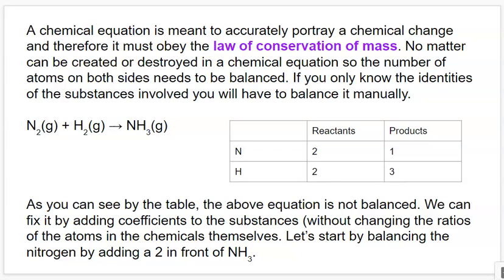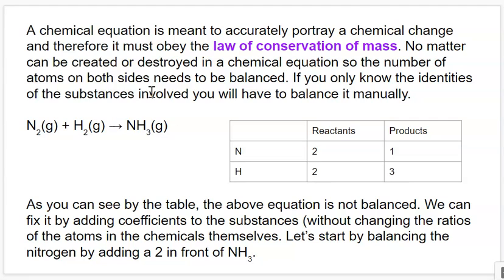So now let's talk about ways we can use chemical equations. One important thing about chemical equations to first get out of the way is that they need to accurately portray a chemical change, and therefore they must obey the law of conservation of mass. This is one of the most important ideas in chemistry because everything we know about how things combine and the quantitative aspects of chemistry depends on the fact that no matter can be created or destroyed in a chemical reaction. All of the atoms are going to be retained. All of the mass is going to be retained. They're just going to sort of shift around and form new substances.